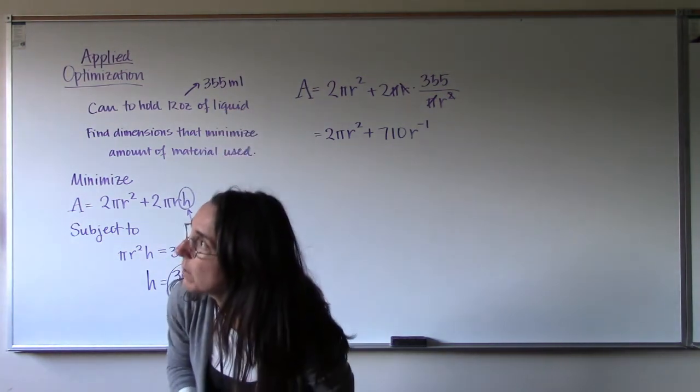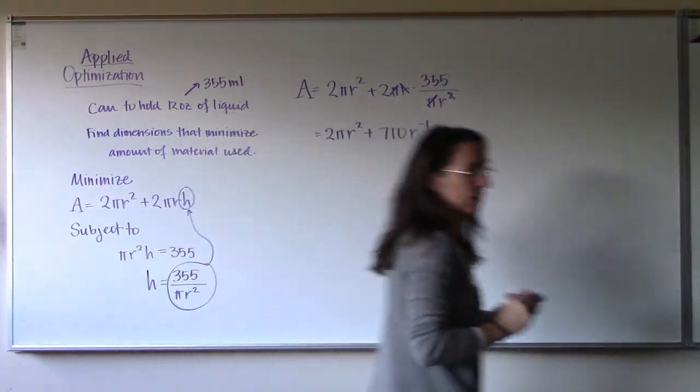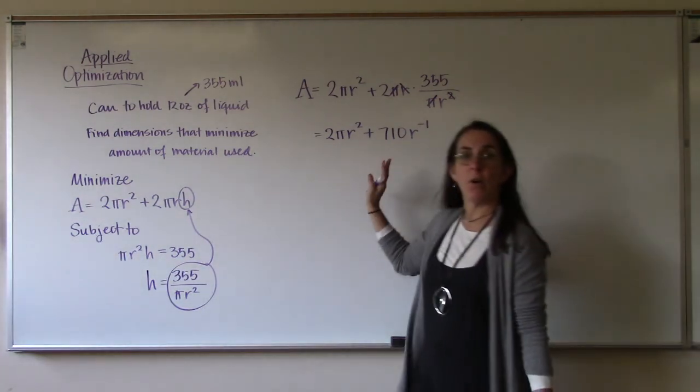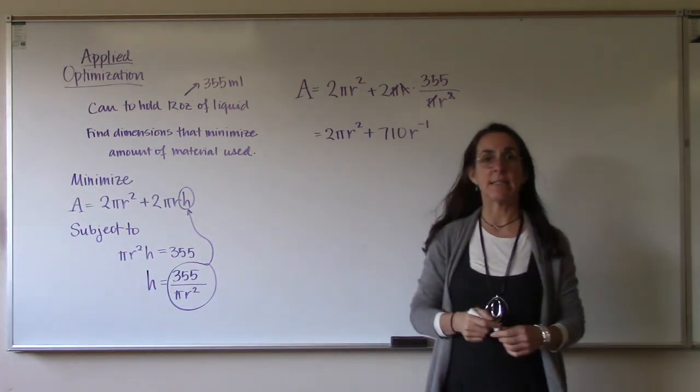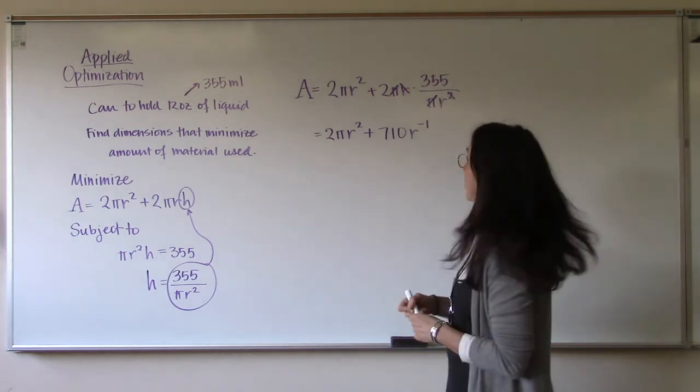Oh, the sun's going away. I'm going to turn the light on. Okay, so this is the function A, and we want to take its derivative with respect to R. So that's what we'll do.